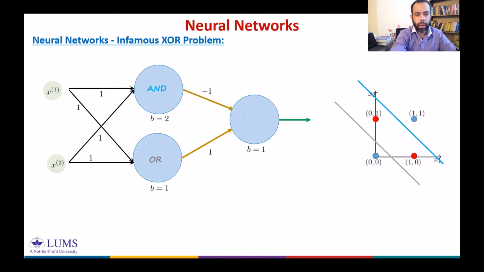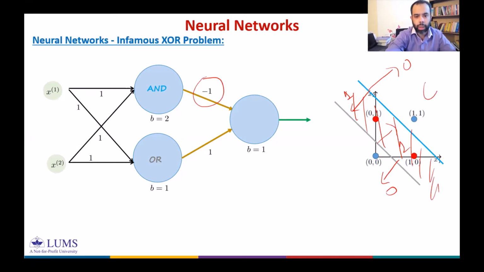So this is the AND boundary, the blue one. As I said earlier, blue gives you 1 here and 0 here. But here I have inverted the output of AND with -1. And with this inversion, we get 0 here and 1 here. And this gray gives you 1 here and 0 here. And if you combine these two, we get 1 in this region. You get 0 here and you get 0 here.